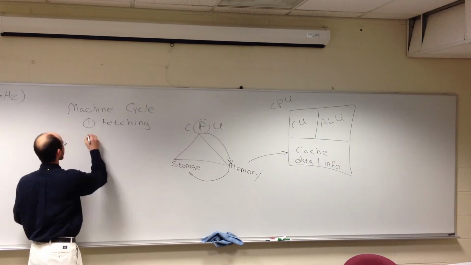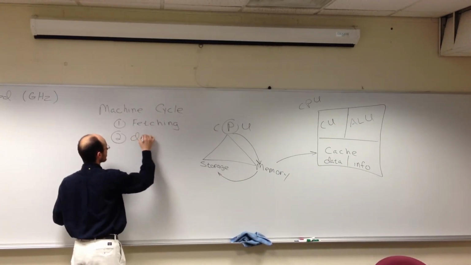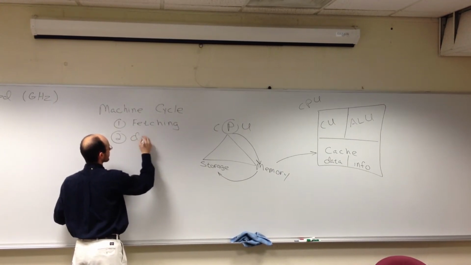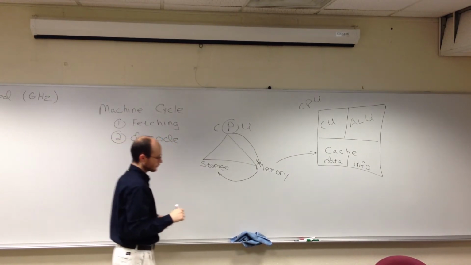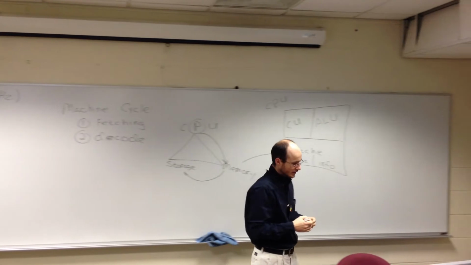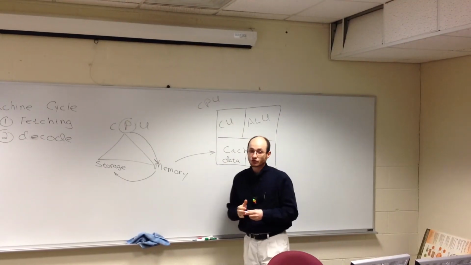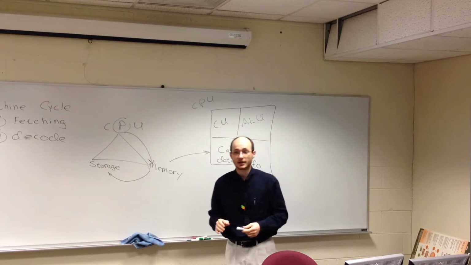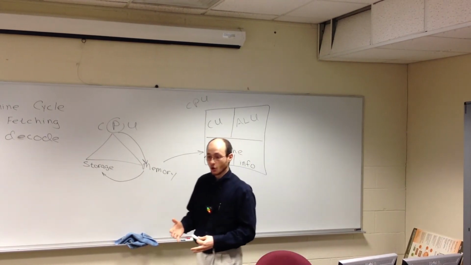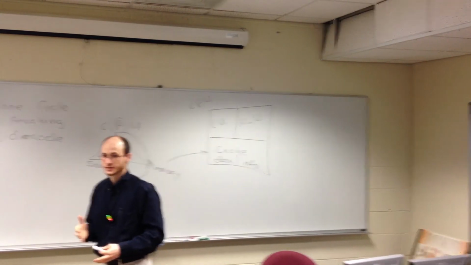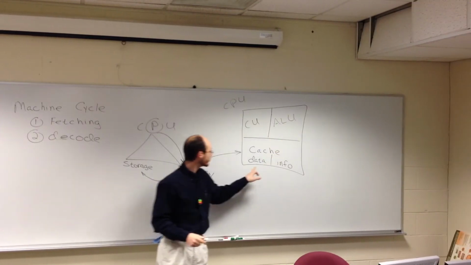Next step. Decode. So the second step is going to also be handled by the control unit. The control unit has to determine whether or not this was instructions or if this was data. What's the difference between data and instructions? Instructions tells the ALU what to do to the data.